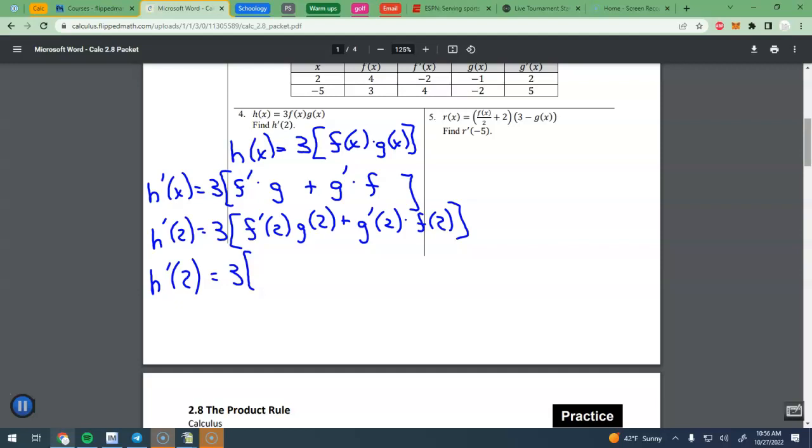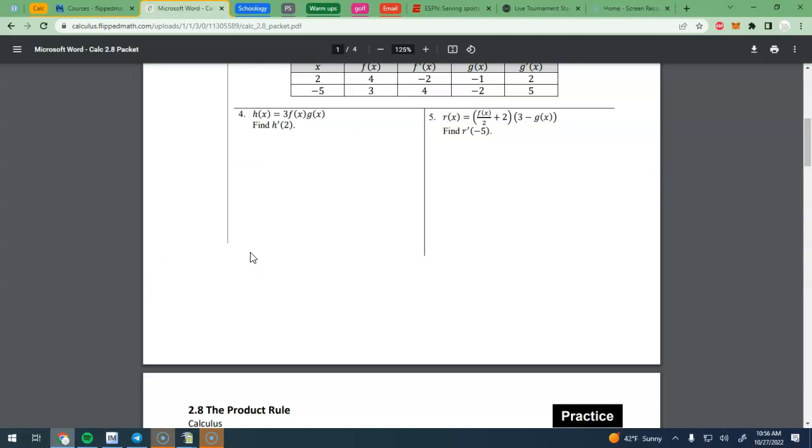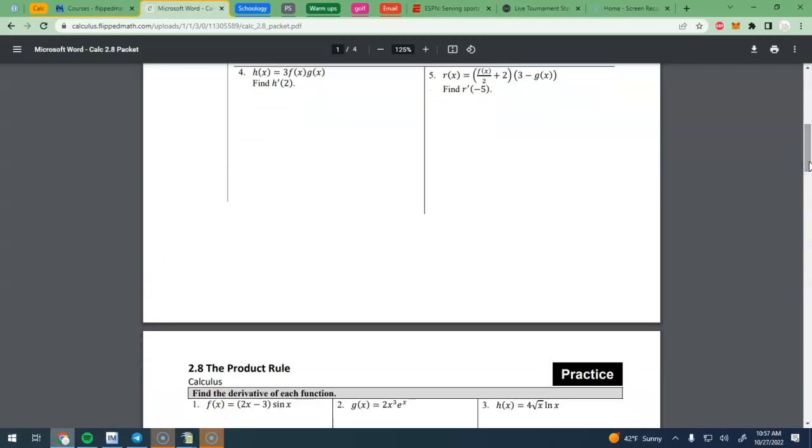Sweet potatoes. Okay. So then you're looking up these values in your chart. So f prime of 2. Oh no, don't tell me that.